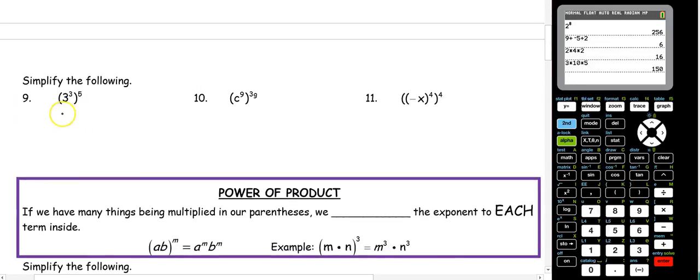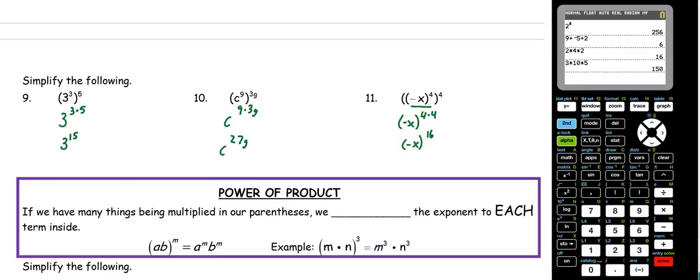So in number 9, this becomes 3 to the 3 times 5, which is 3 to the 15th. Number 10, we get c to the 9 times 3g, which becomes c to the 27th g. And number 11, be careful. Now, this negative x is already in parentheses, so we're going to keep the parentheses around the negative x to the 4 times 4. So we get negative x to the 16th power.